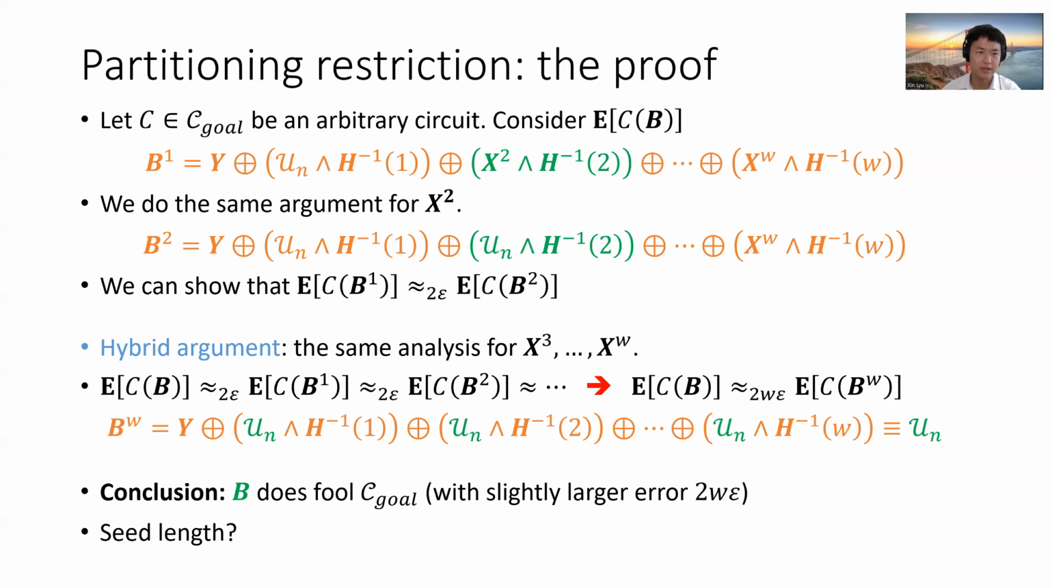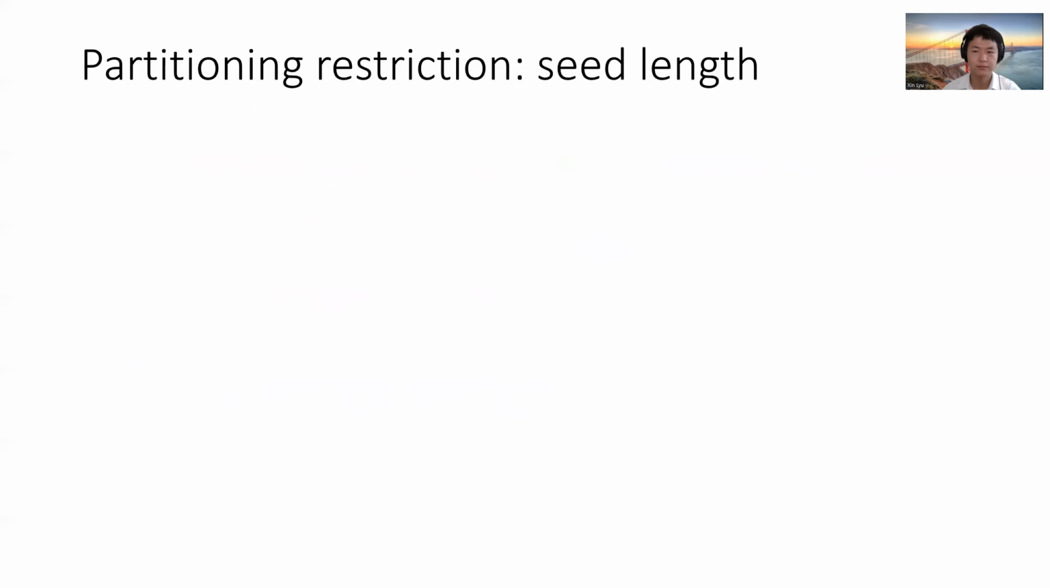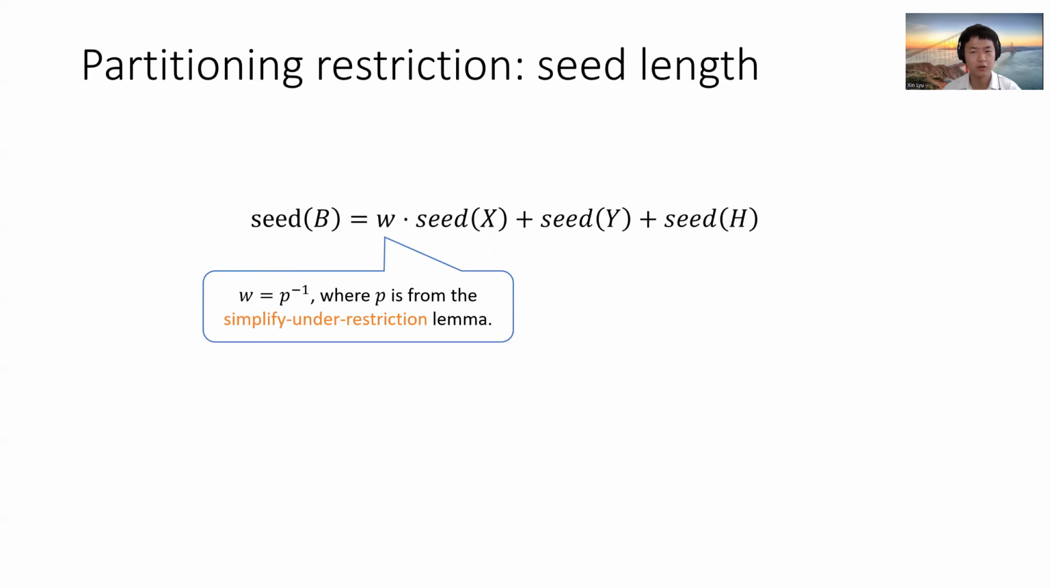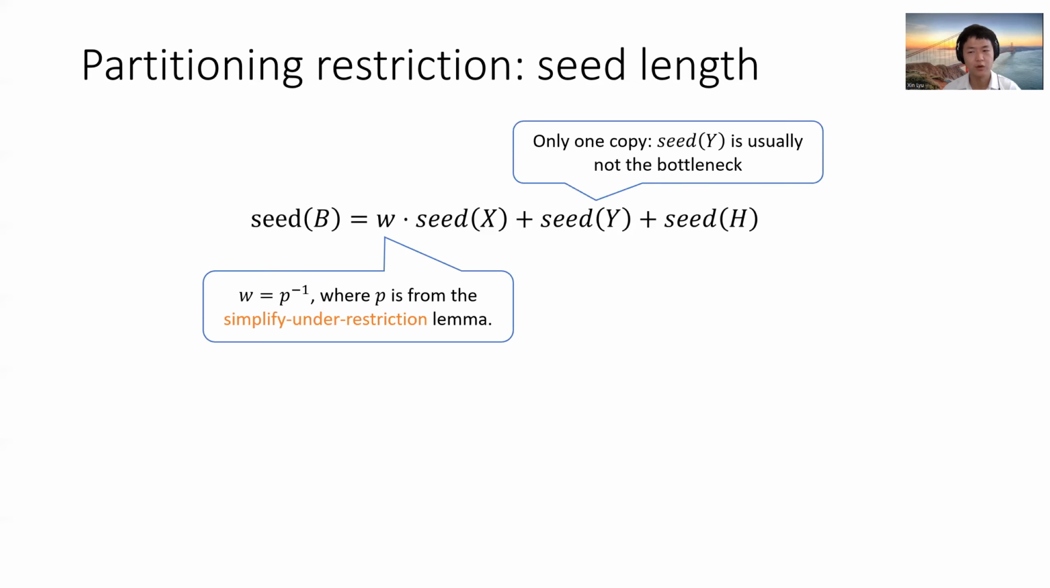Now let's consider the seed length. The seed length to sample B is the sum of three terms. The first term is W independent copies of x. Recall W equals 1 over p, where p is from the simplifying under restriction lemma. The second term is a single copy of y. y is also used for the simplifying under restriction lemma. The last term is a k-wise independent hash function, which requires O of k log n bits.